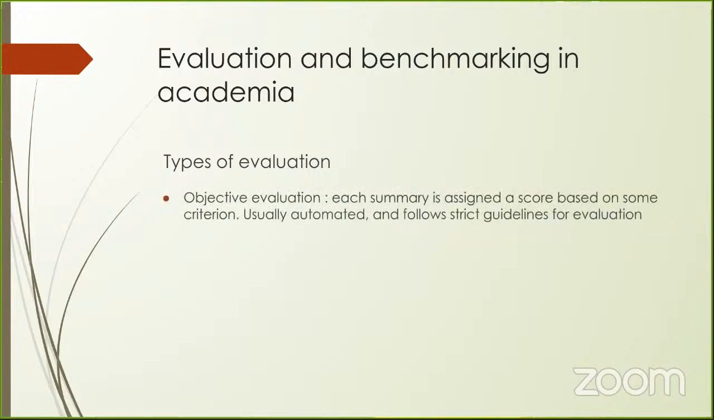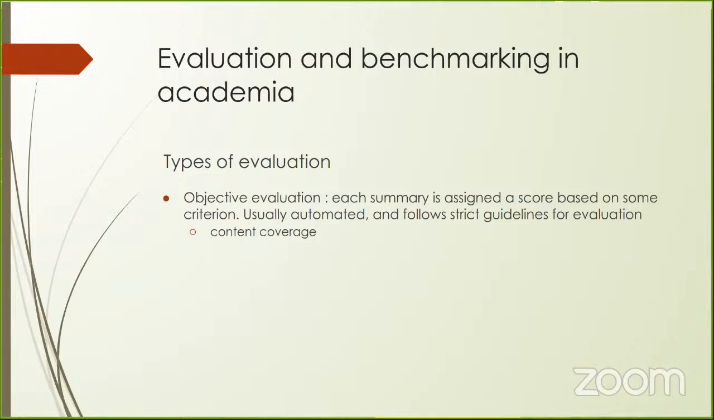So there are two kinds of evaluation. One is objective evaluation. Each summary is assigned a score based on some criterion. And usually you can automate this part. So I'll come to the detail of how we do that. Based on content coverage, how much of the important content you were able to cover.